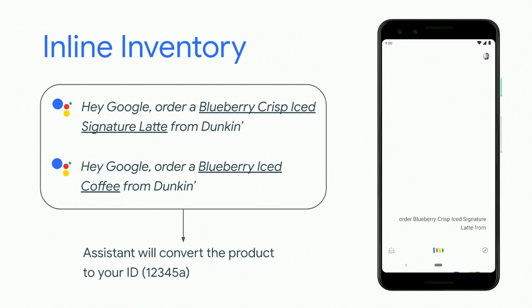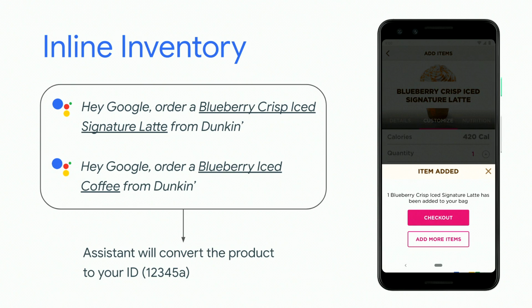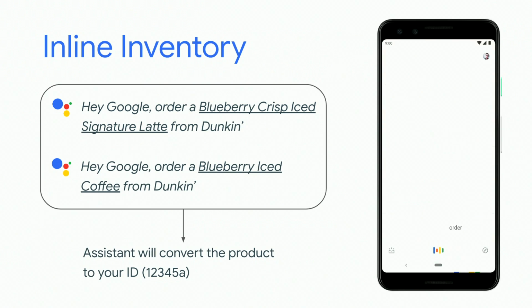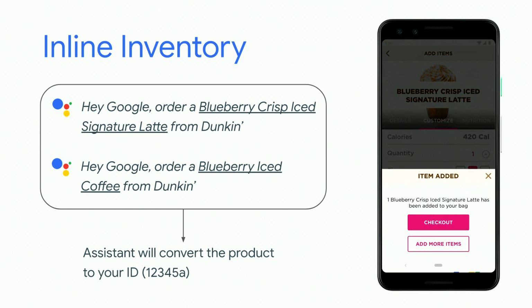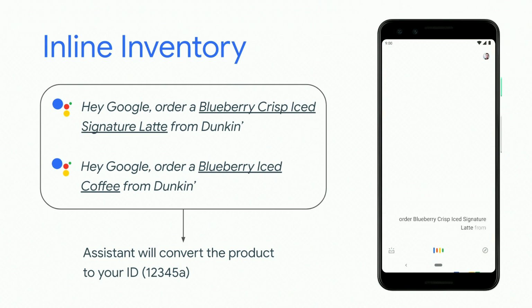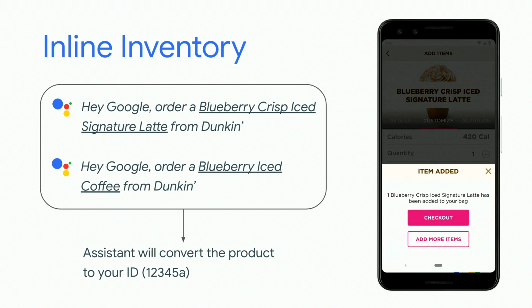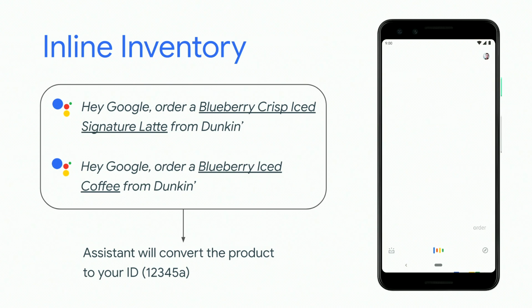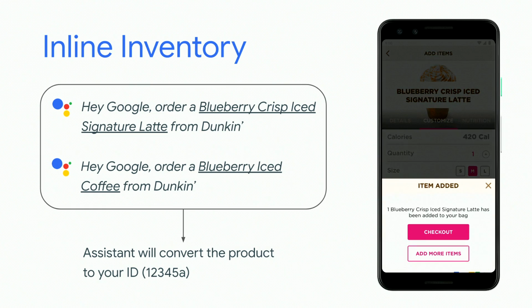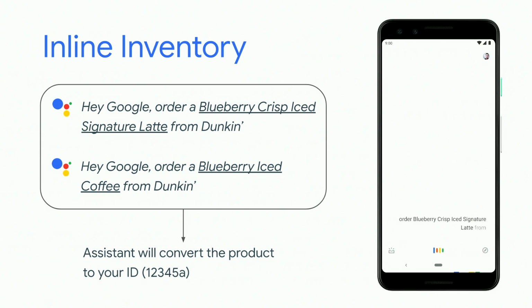OK, but what does this actually get us if we go and implement it? Well, now the user can say something like, hey Google, order a blueberry crisp iced signature latte from Dunkin'. Or they could say, hey Google, order a blueberry iced coffee from Dunkin'. And Assistant will be able to extract out those names, match it against our entities that we defined, and convert it over to the unique ID that we defined in our actions.xml. In this case, the ID was 12345A. We're then going to pass that unique ID over to your Android application instead of the name of the product. And you can quickly use that to show the user the right thing in your application and get the user to be able to complete that action quicker. You can see an example of this in action on the right here.